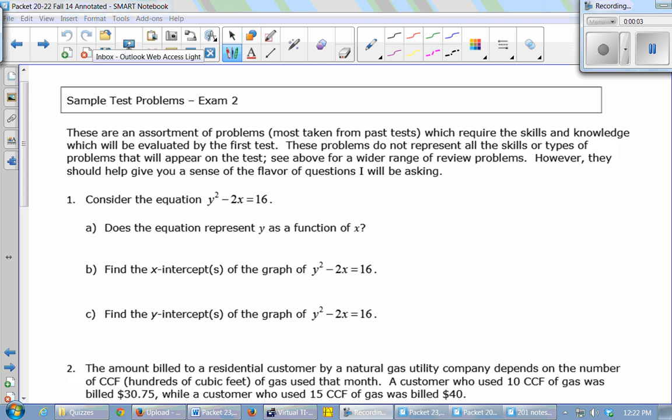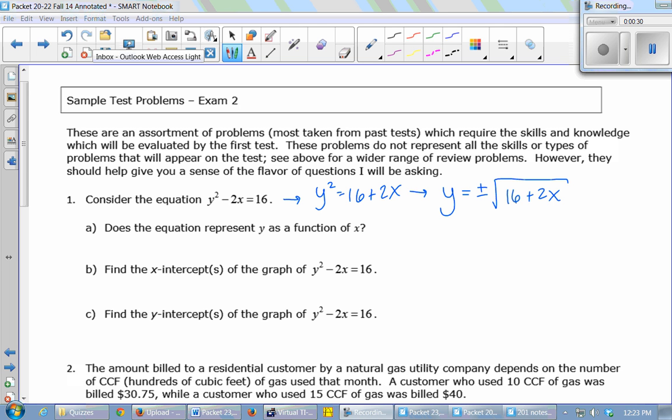Looking at the equation y squared minus 2x equals 16, trying to answer the question, does the equation represent y as a function of x? So we should solve this thing for y. So add 2x to both sides. And then we square root both sides. And we see that y is equal to plus or minus the square root of 16 plus 2x.